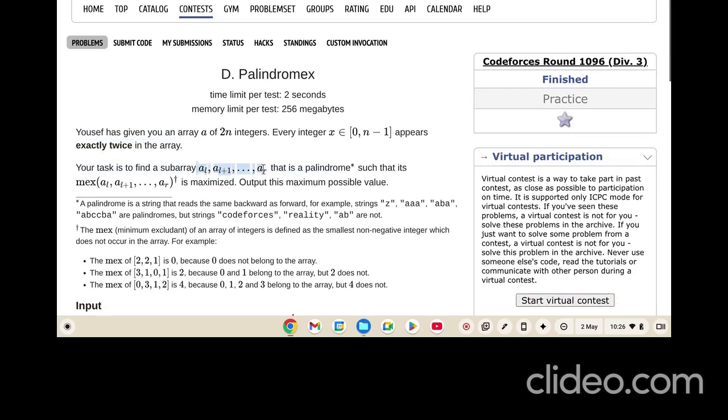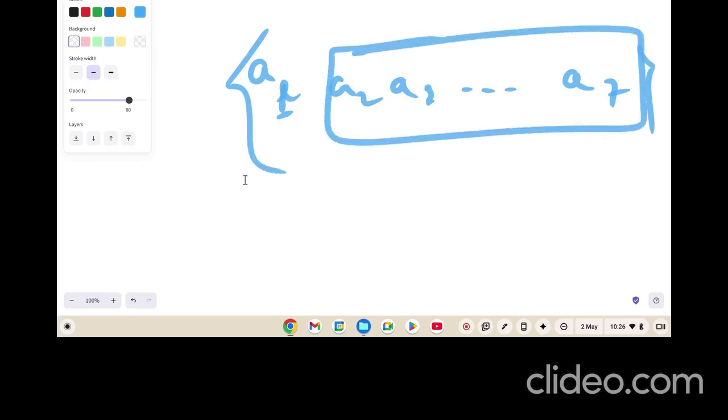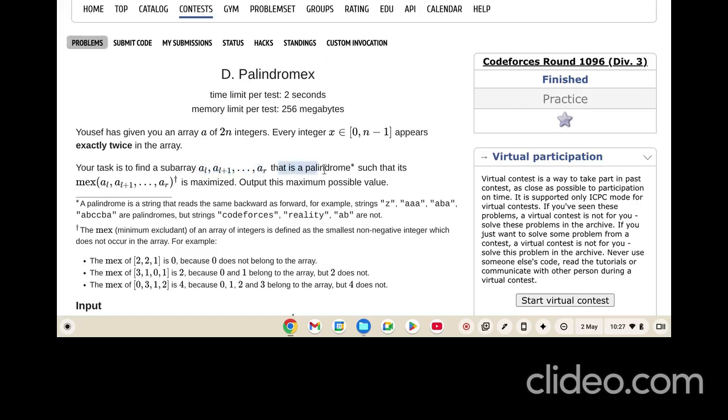What is a subarray? A subarray is a continuous part of the array, like a1, a2, a3 till a7, let's say. This is a subarray. This is also a subarray. This is also a subarray. Anything which is continuous is known as a subarray. And it should be a palindrome.